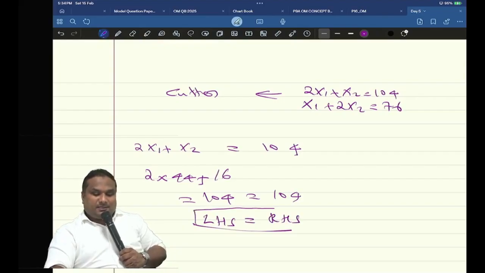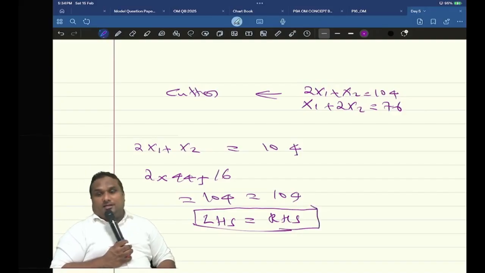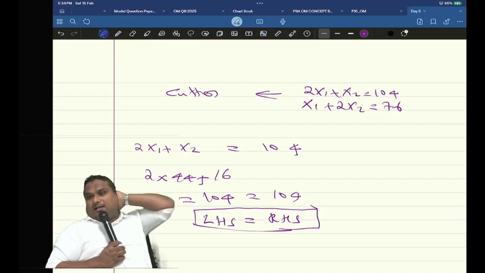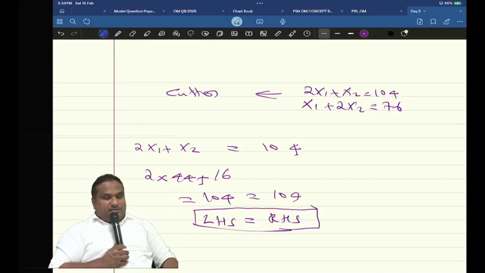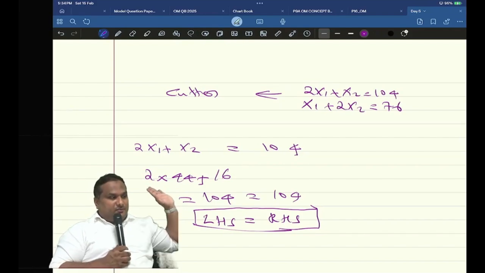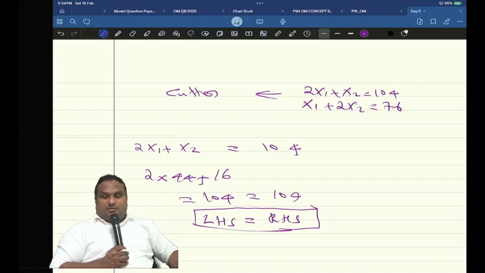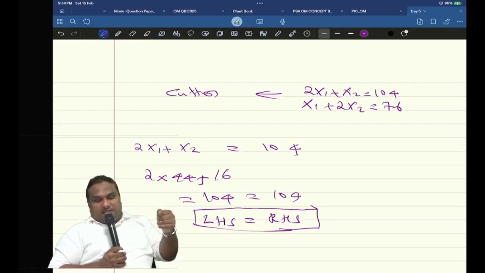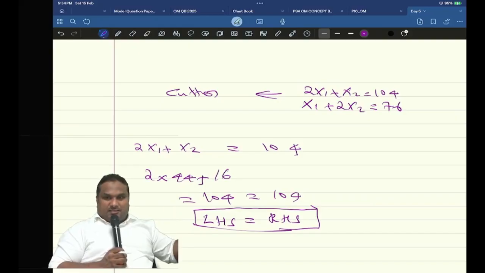This is called the maximum utilization of scarce resources. The left hand side of the linear inequality equals the right hand side of the linear inequality. So here 104 equals 104. That means all the resources are fully utilized. None of your resources become waste. That means you are not allowed to give even a single minute of rest to Mr. Cutter. Fully utilized. He is a slave now.